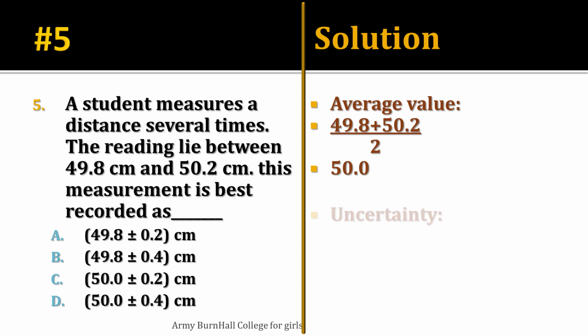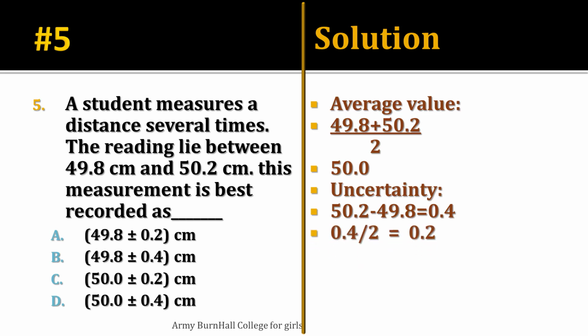Then secondly we will calculate the uncertainty. We will subtract the minimum value from the maximum value. We will write it as 50.2 minus 49.8, that is 0.4, but half of the uncertainty lies above the average value and half lies below. So we will divide it by 2, that will give us 0.2, or we can write it as plus minus 0.2. So the correct option will be 50.0 plus minus 0.2. So option C is correct.